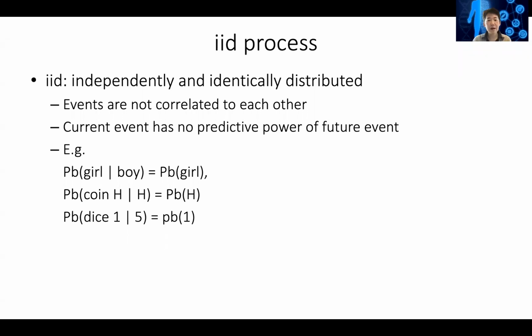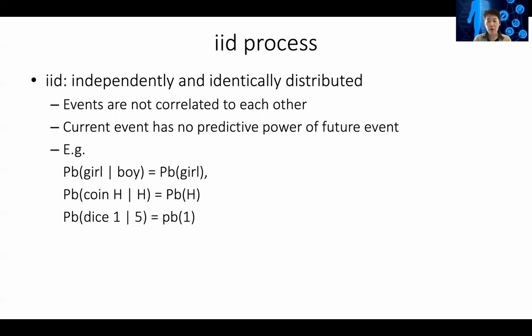In order to understand Markov chain, we first need to understand independently and identically distributed events, which are events that are not correlated with each other. Basically, the current event has no predictive power of future events. For example, the probability a couple had a boy as their first child to infer the probability of the next child being a girl is the same as the probability of having a girl in the first place. You know, whether the previous baby is a boy or girl doesn't matter.